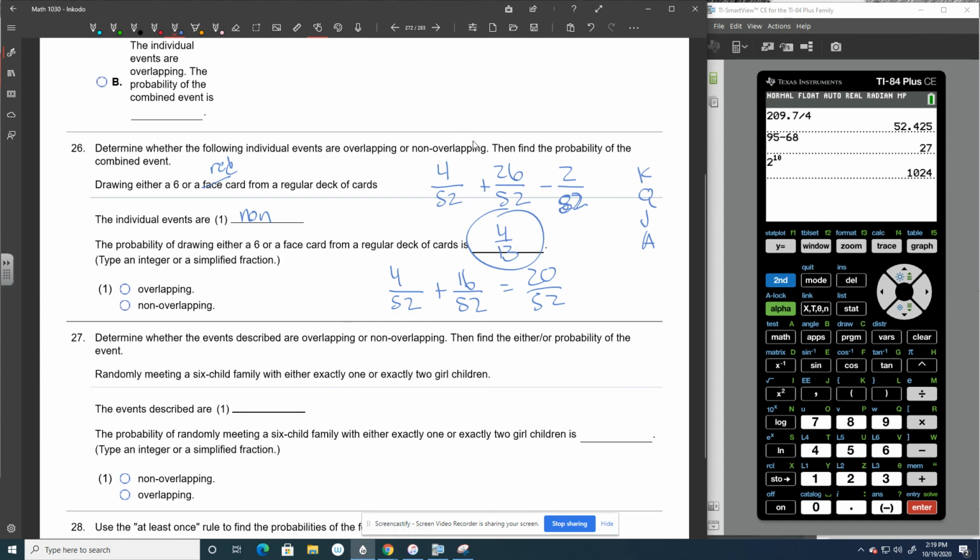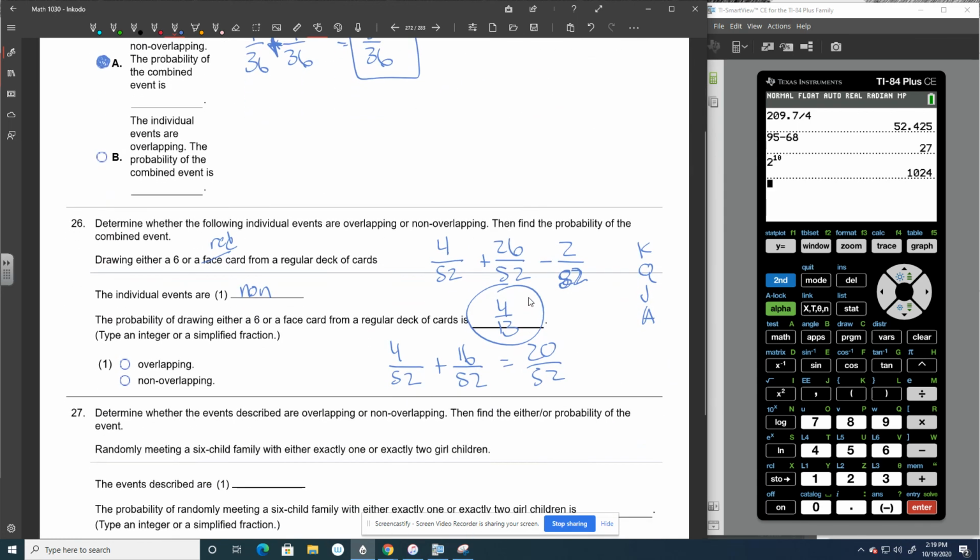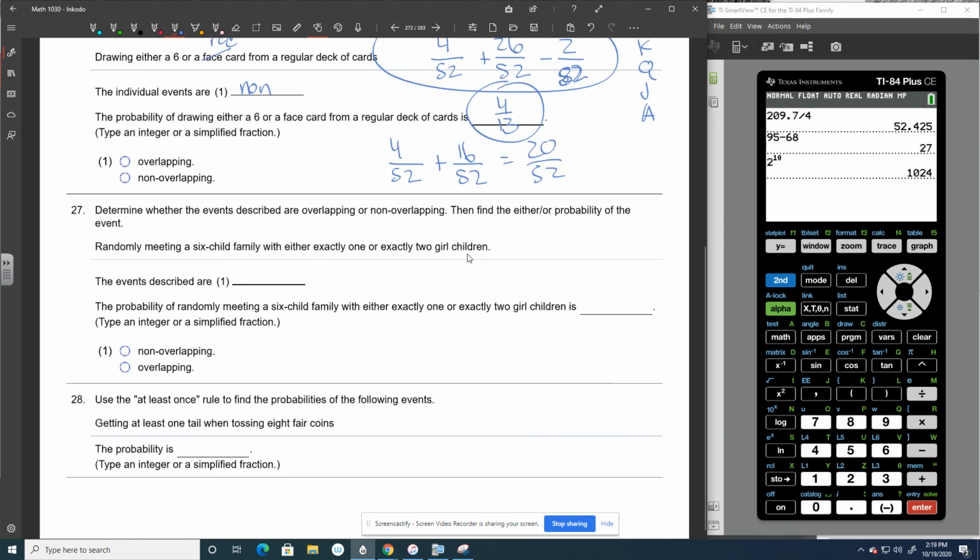Okay, determine whether they're overlapping or not. I wish there was at least one that was overlapping, but I guess you just saw an example. If it was an overlapping case like that one, you would add the two together, but then you have to subtract the 6s that are also reds. Okay. Determine whether the events are overlapping or not.